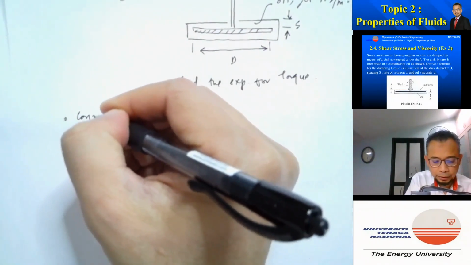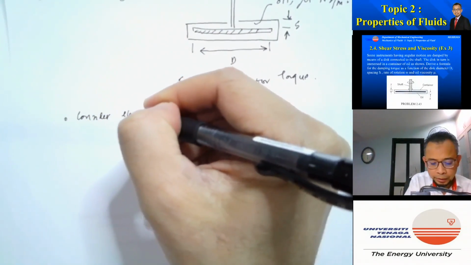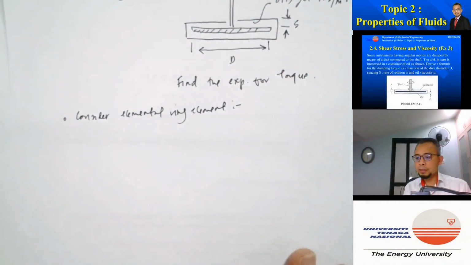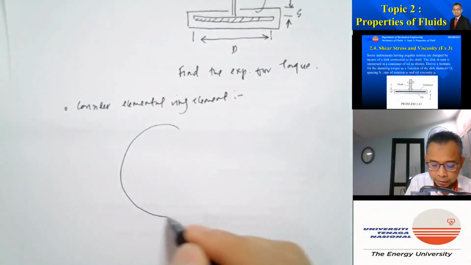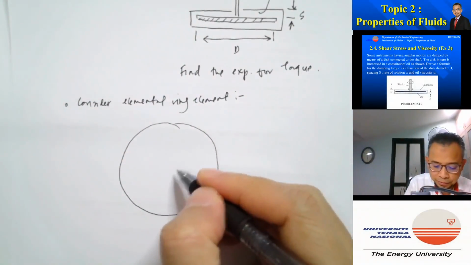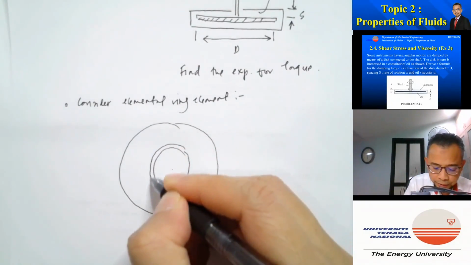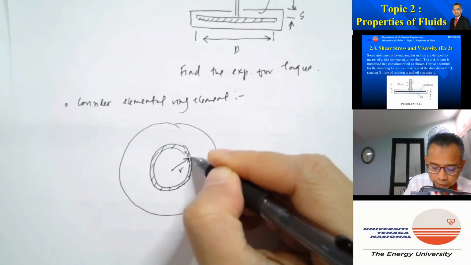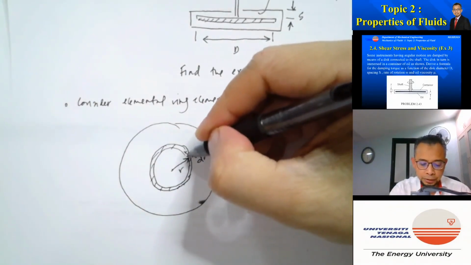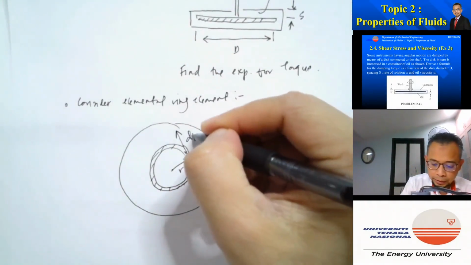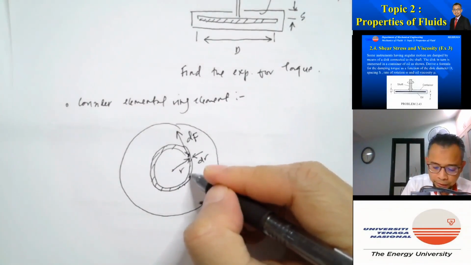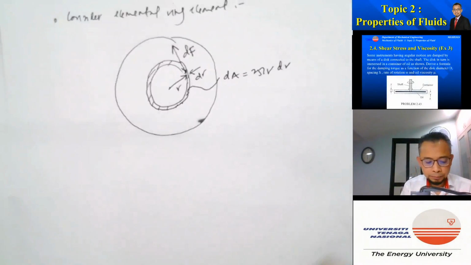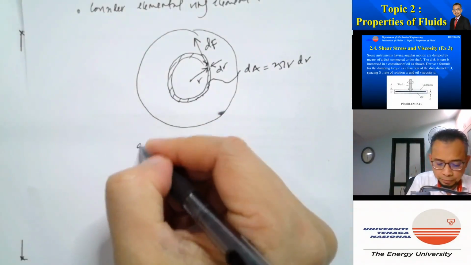So you're asked to find the expression for torque. So consider an elemental ring element again, like what we did in the previous case. Basically, just consider one side, okay? This is just to repeat what we did previously. So this is the elemental ring, r, dr. If you consider the force on that elemental element, the area dA is 2 pi r dr. So we write down the torque of that.